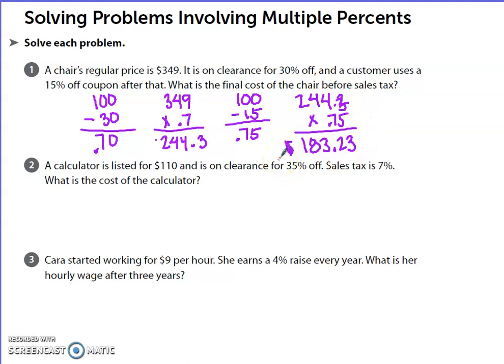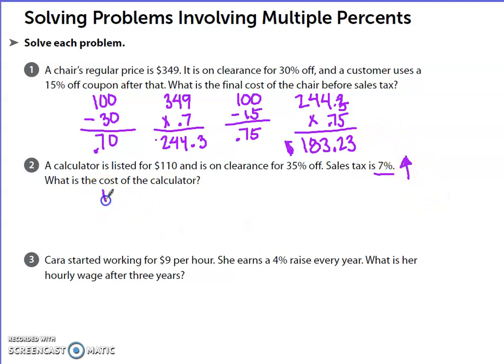Let's try another one. A calculator is listed for $110, and it's on clearance for 35% off. Sales tax is 7% on top of that. What's the cost of the calculator? Sales tax is the same thing as markup. You're going to pay a little additional tax on top of your final price.